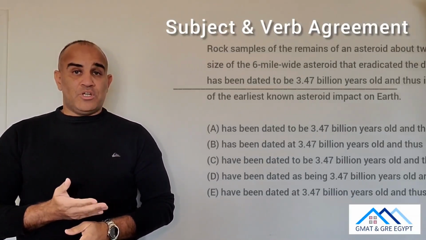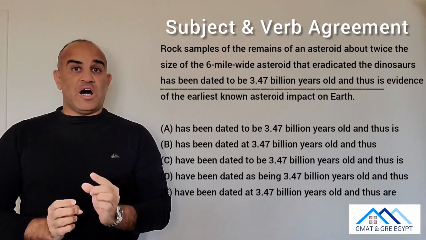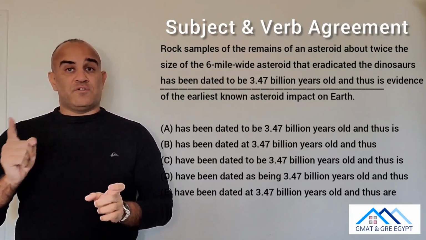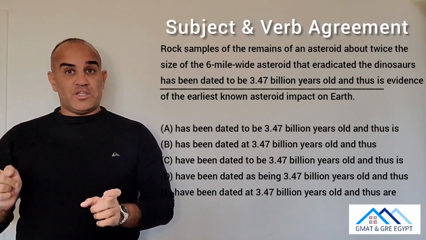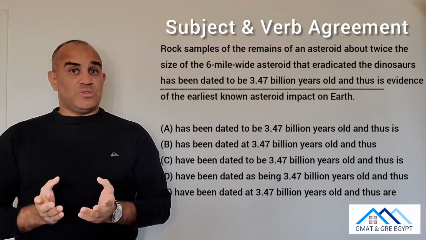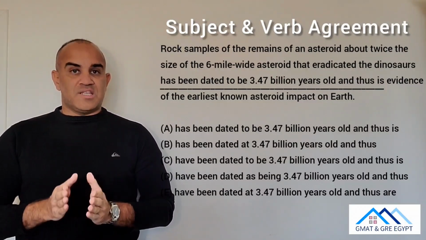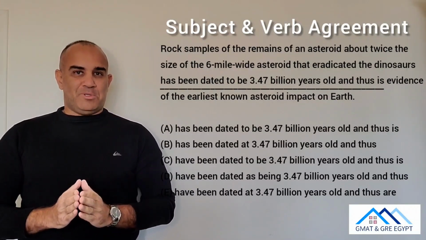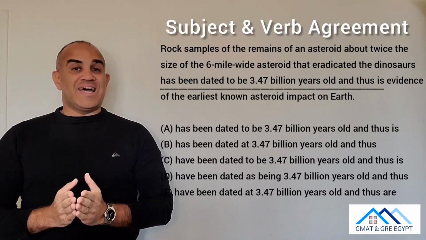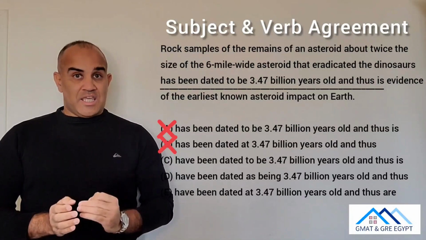In this example, you have here rock samples. Then after the word samples, you have the word of. Then he distracts you after the word of till the main verb that comes at almost the end of the second line of the question. Then you will find 2 choices start with the word has, and 3 choices start with the word have. The subject is plural, rock samples. So you should eliminate A and B because they carry the word has, which is singular. So I have here C, D, and E.